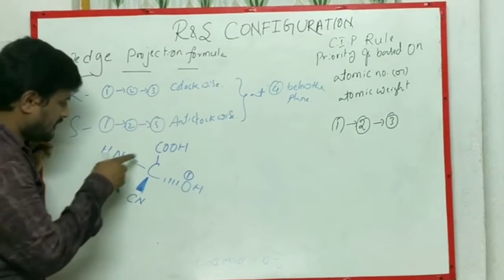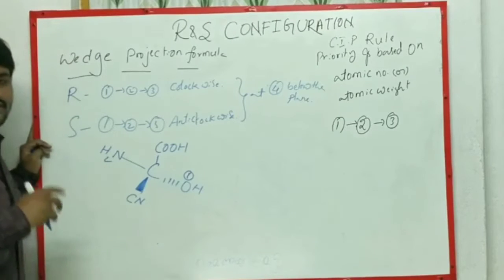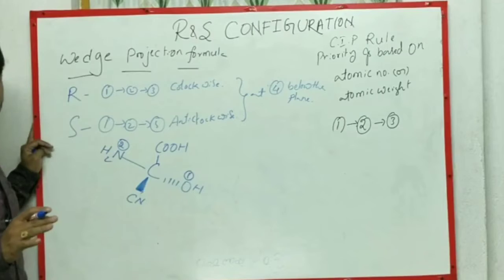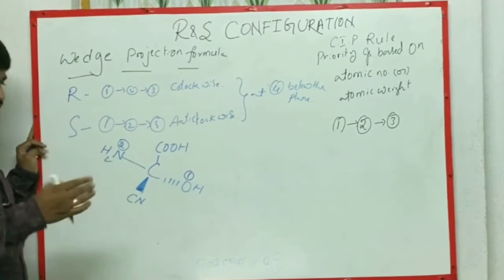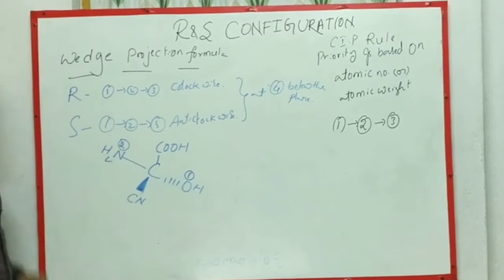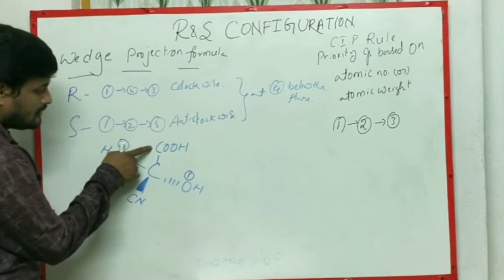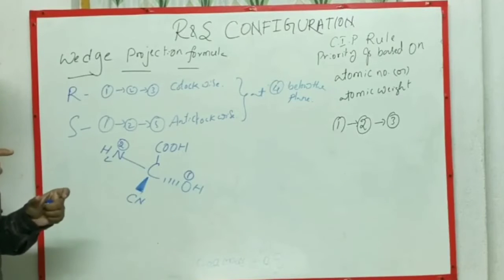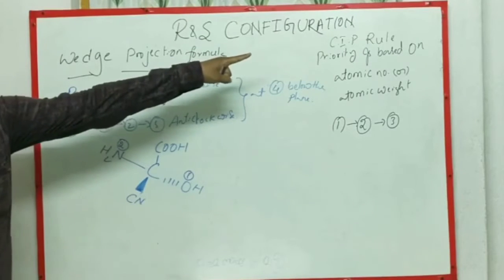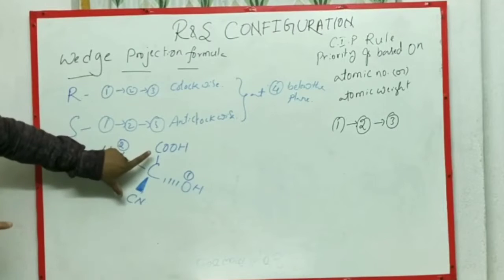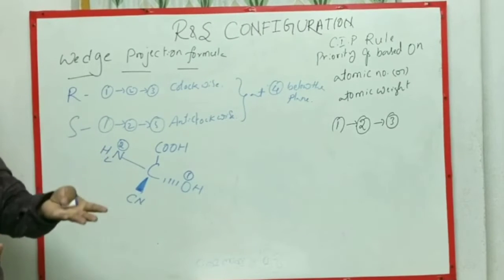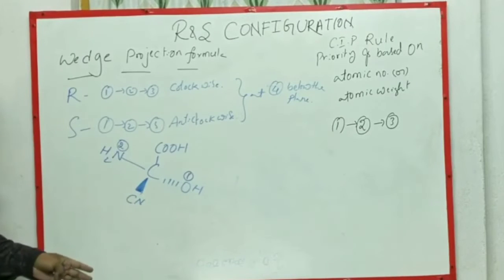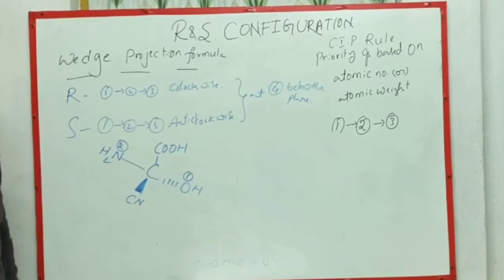Next one. Between carbon and nitrogen, which one has the higher atomic number? Nitrogen. Then second. No need for confusion. The next one, carbon and carbon, both are carbon atoms. But here the directly attached atoms are the same. Another rule in the CIP rule: whether the directly attached atoms are different, the one with the highest atomic number will have higher priority. But here these two atoms are the same. Okay, then we go to the next one.